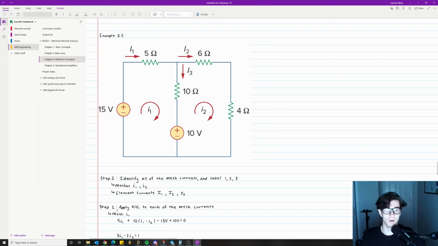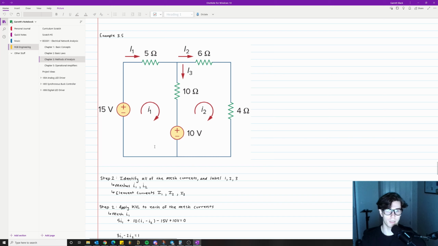For mesh I1, we have 5 I1, V equals IR. Hopefully that makes sense. I1, there's 5 ohms right there, plus 10 times I1 minus I2. So we have the 10 ohm resistor in between the 2 meshes. I1, I2 are going in opposite directions, minus now 15 volts, so minus to plus. Hopefully that makes sense. Plus 10 volts right here also, because this is in the I1 loop, equals to 0.